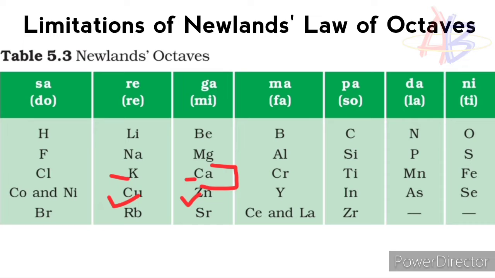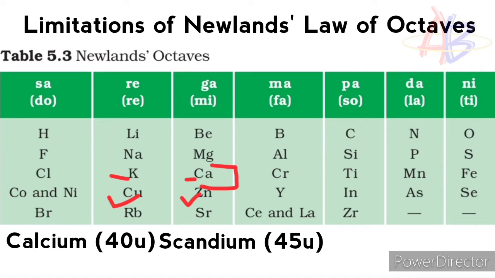He assumed that only elements up to number 56, that is thorium, existed in nature, and no new element will be discovered in future, because any new element would disturb this entire table. Think about scandium. Scandium's atomic mass is 45 units, which was discovered later. Now, the atomic mass of scandium is such that it falls between calcium, atomic mass 40, and chromium, atomic mass 52.